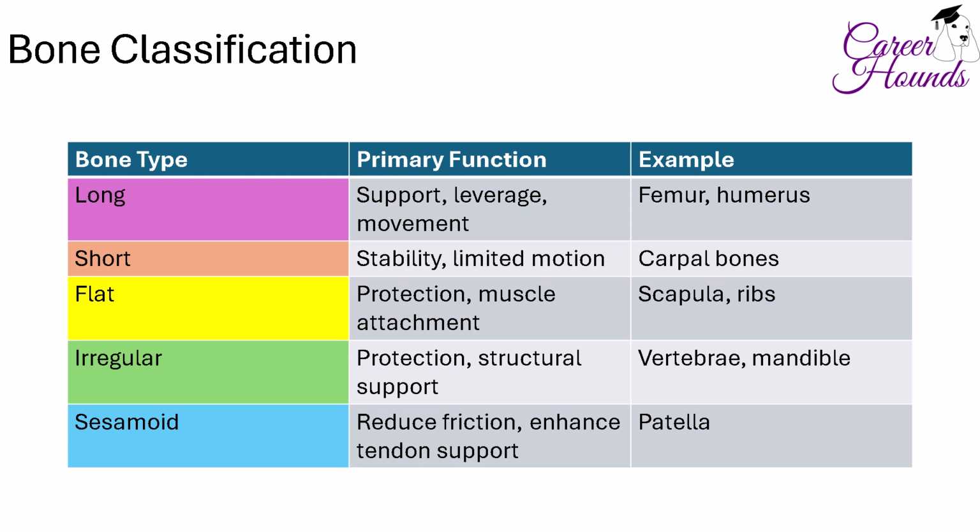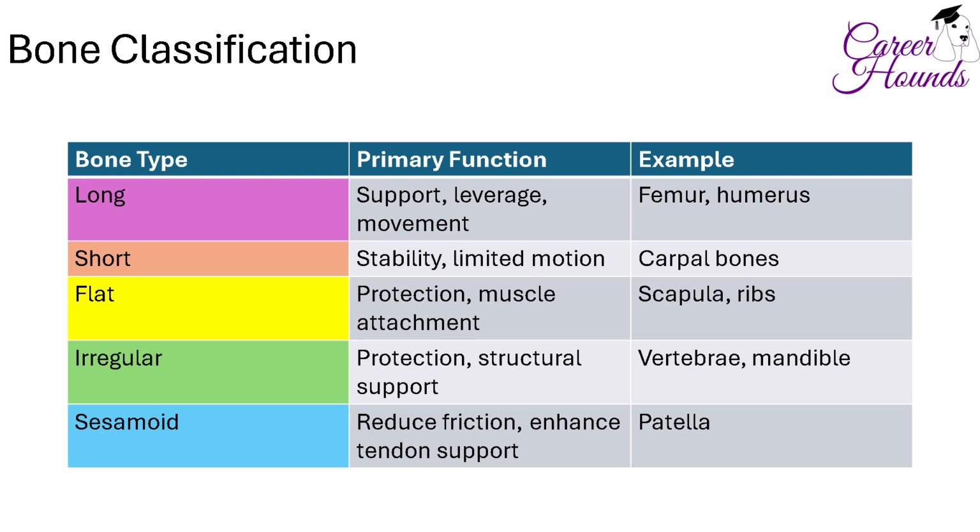Short bones. These are cube-shaped bones nearly equal in length, width, and thickness. They provide stability and support while allowing limited movement. Examples include carpal bones and tarsal bones. Flat bones. These bones are thin, flat, and often slightly curved. They protect internal organs and provide a large surface area for muscle attachment. Examples include the scapula, pelvic bones, ribs and sternum, and cranial bones.